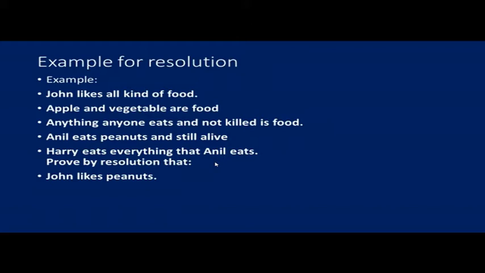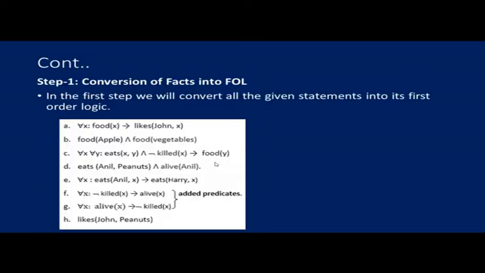Clearly note, we know the steps of resolution. First thing, we need to convert the facts into FOL, first order logic. So how do we convert? First one is John likes all kinds of food. All kinds means we need to represent it with the for all symbol. For all X, food of X implies likes John comma X. If you are clear with the quantifier symbols, this is very easy.